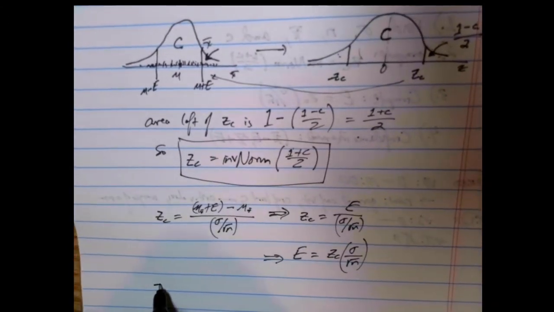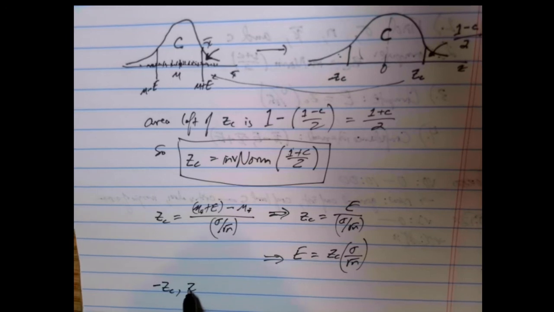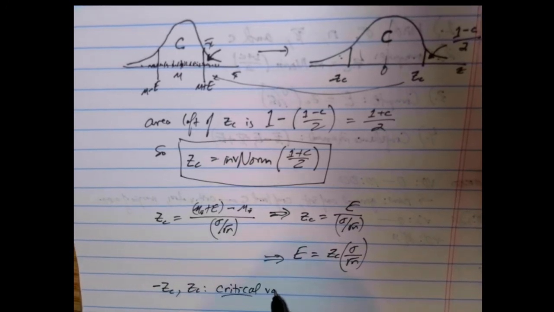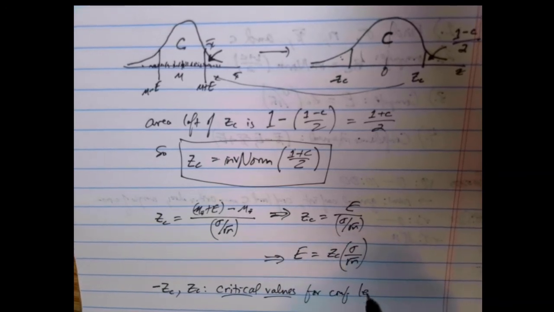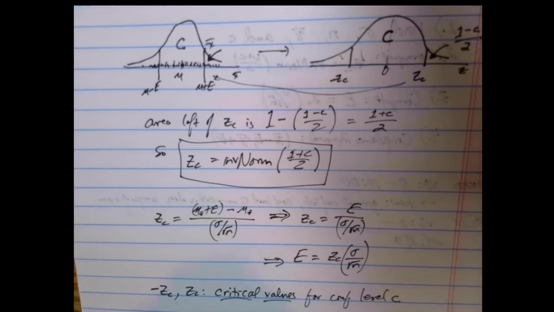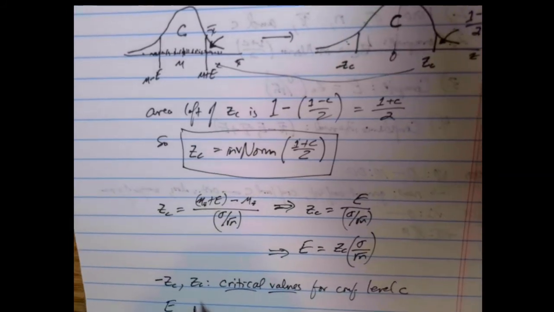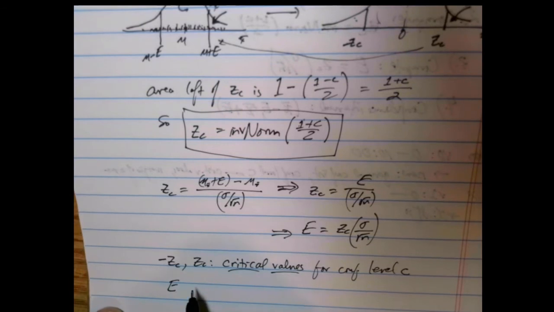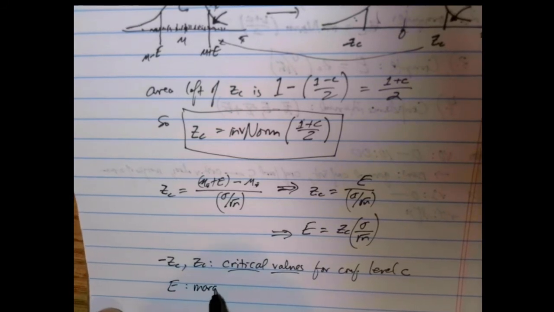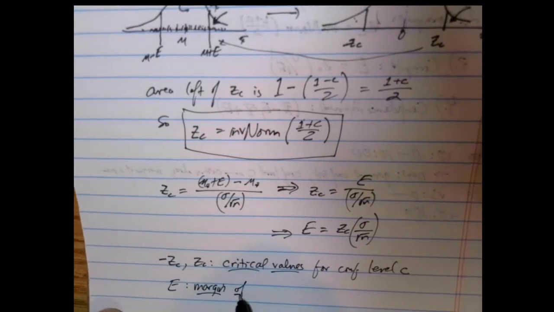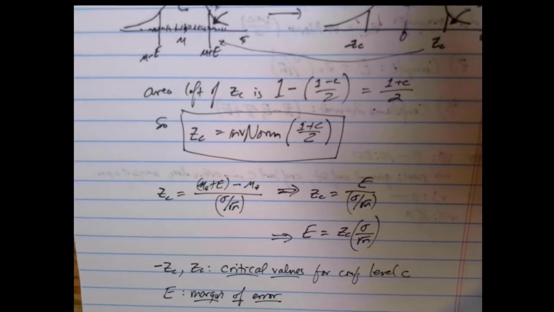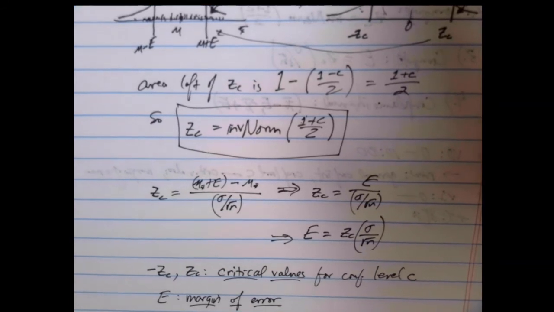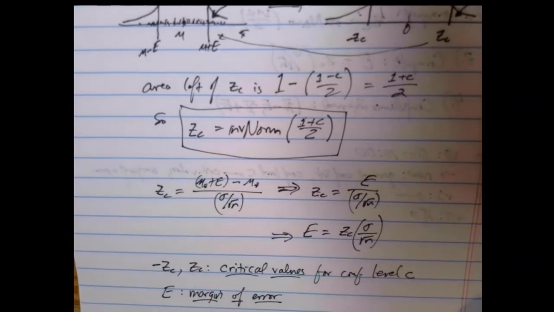These numbers, minus z sub c and z sub c, those are the critical values for confidence level C. And E is called the margin of error for confidence level C. And when you see pollsters on the TV or whatever talking about margin of error, that's exactly what they mean, this number E here.